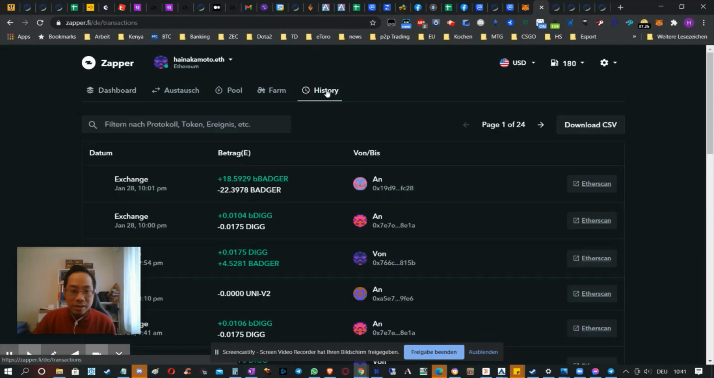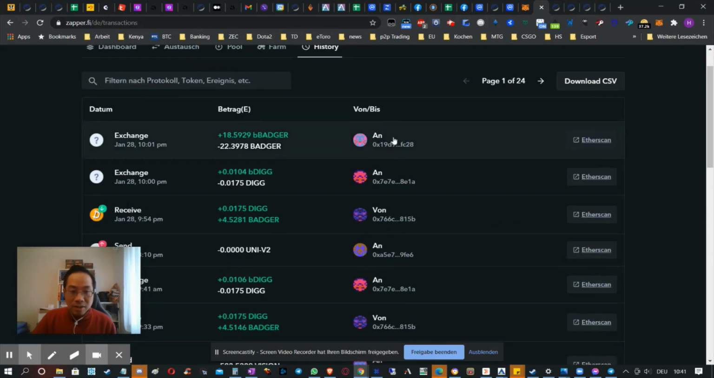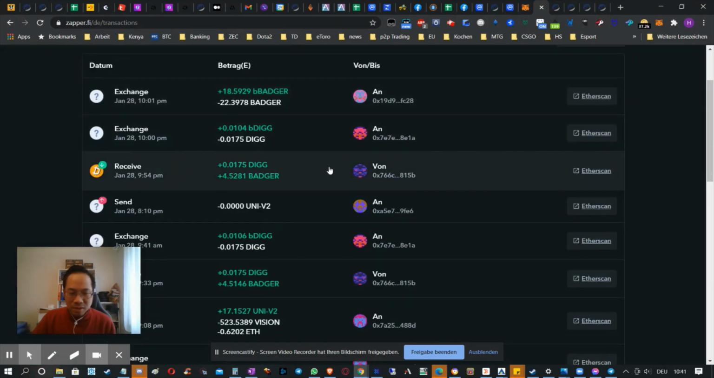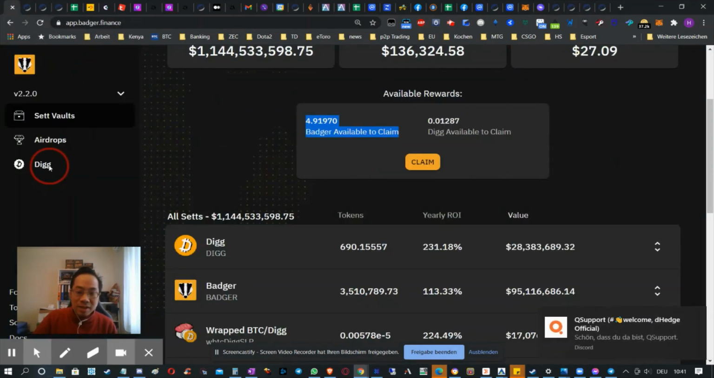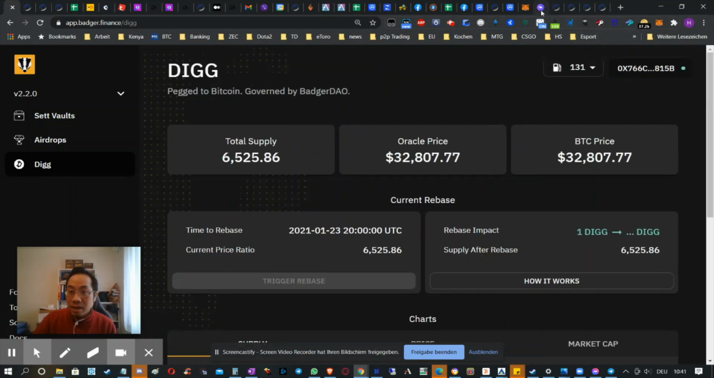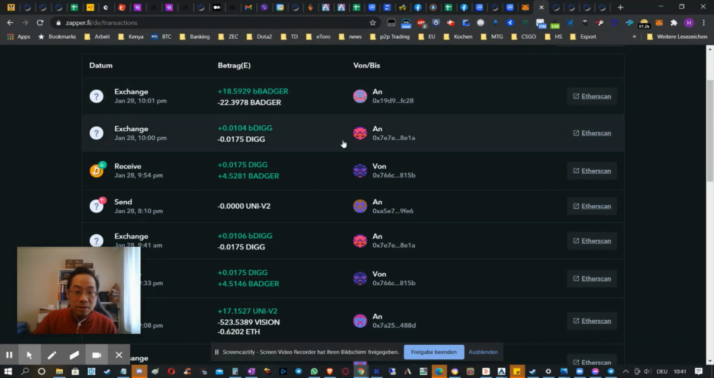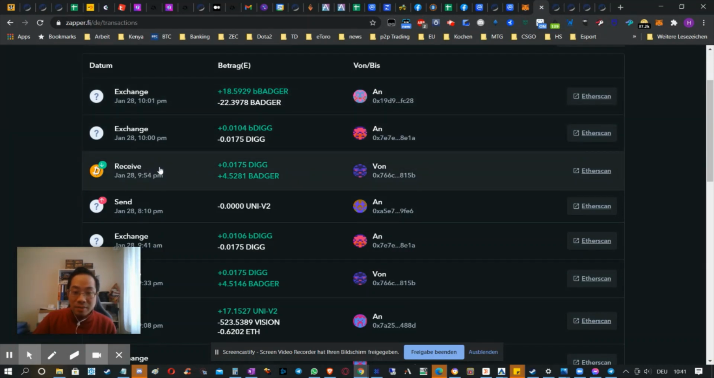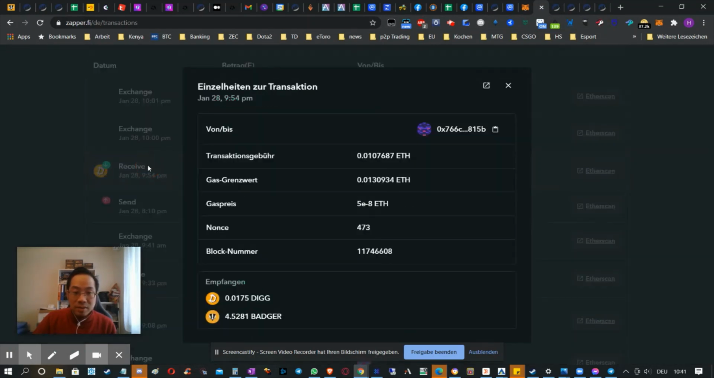Let's see what I've collected in the past. I always try to withdraw after the snapshot, or kind of before the snapshot, when they are rebasing. Their rebasing always happens around 9 p.m. Swiss time, and the Dig rebasing is around 8 UTC. Okay, let's look. Here I've withdrawn, that's on the 29th. Yesterday I've withdrawn. So here we can open.